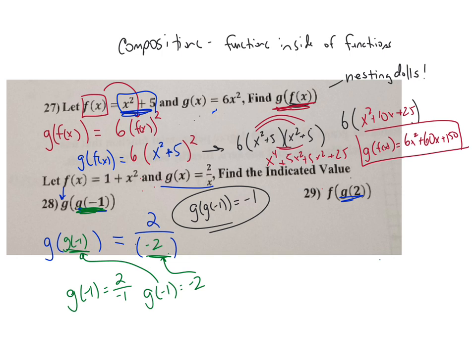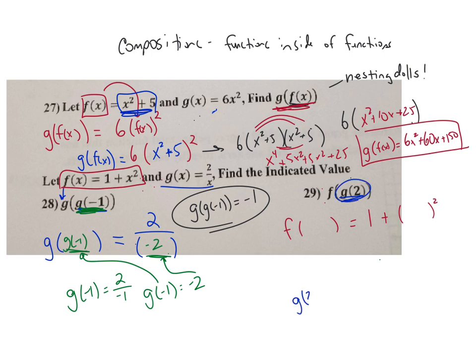So like 29, for example, the first thing I see is f, so I'm going to start with f. I'm going to put f of big blank space. So I'm going to put 1 plus, instead of x, a big blank space. So normally I would put x there, right? But I'm not going to do that. I'm going to take the x out. Now, inside here is g of 2.